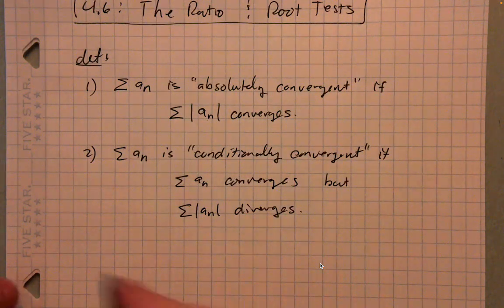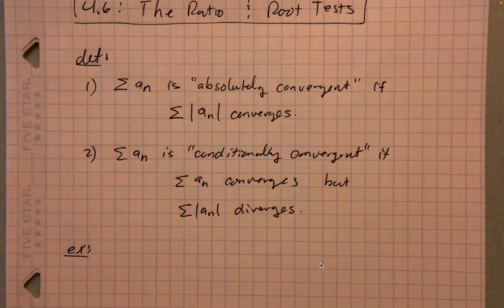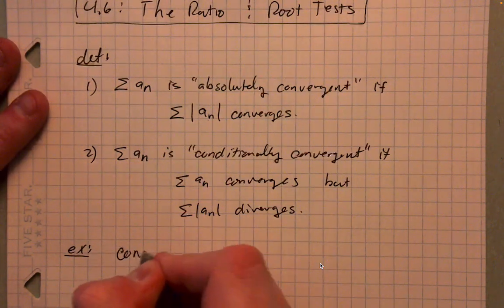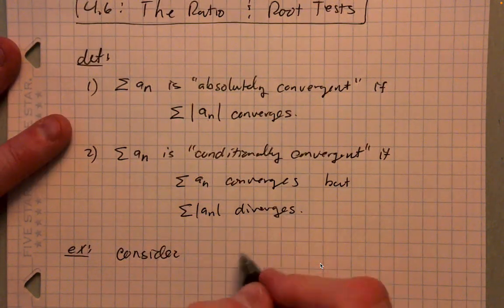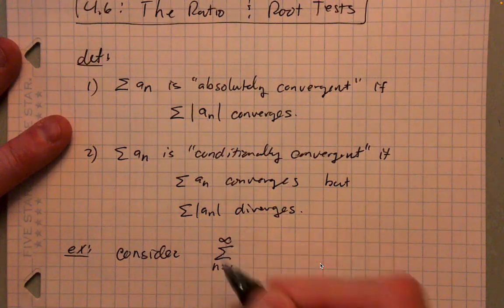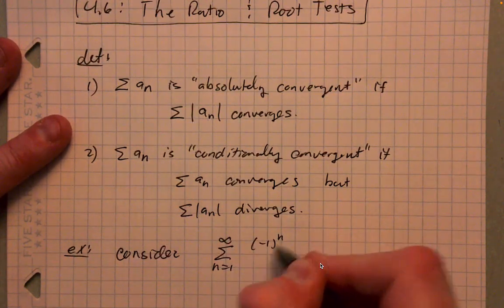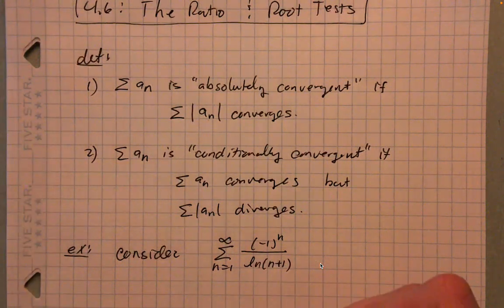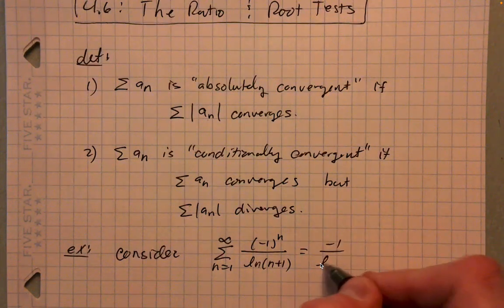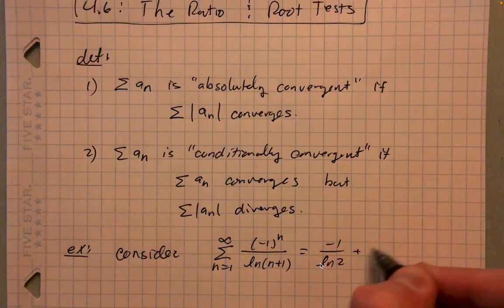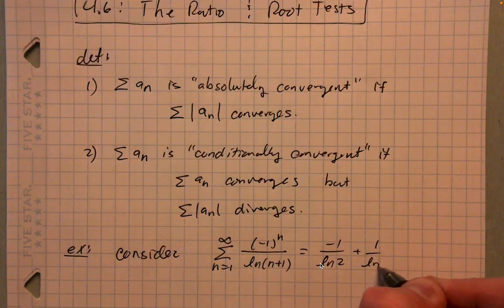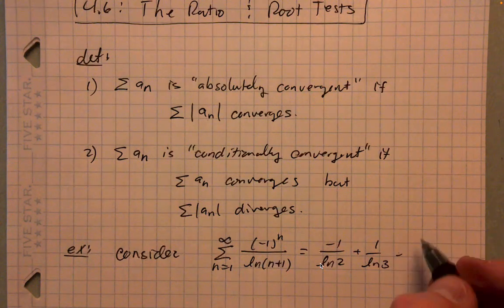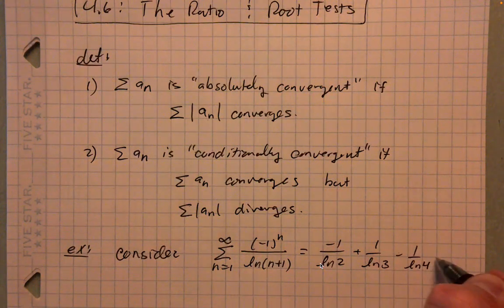Okay, let's do an example demonstrating this property. Consider this series: the sum from n equals 1 to infinity of negative 1 to the nth power divided by the natural log of n plus 1. This is a relatively simple series to write out. This is going to be negative 1 over natural log of 2, plus 1 over the natural log of 3, minus 1 over the natural log of 4, plus so on.